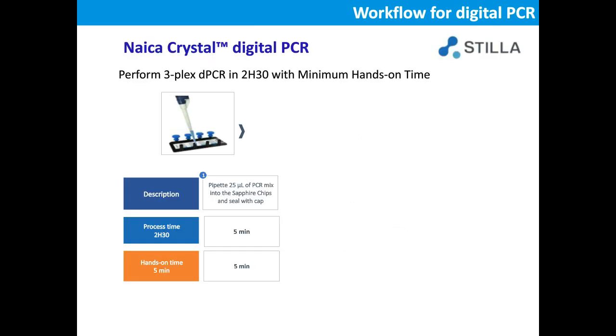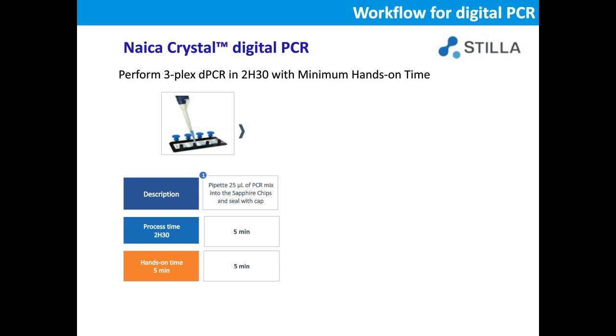A few words concerning the Naica Crystal Digital PCR workflow. As I mentioned, you have to load your chips with 25 microliters of your PCR mixtures. It will take you at least 5 minutes.